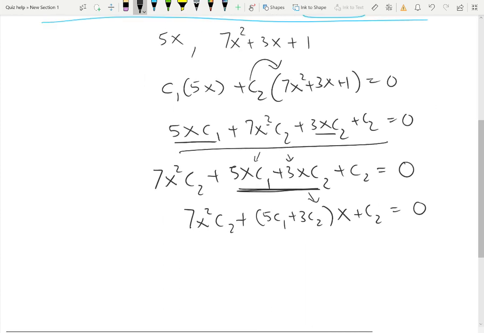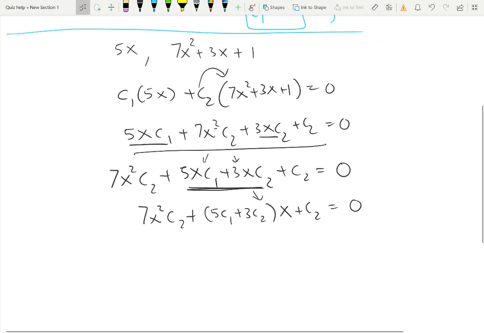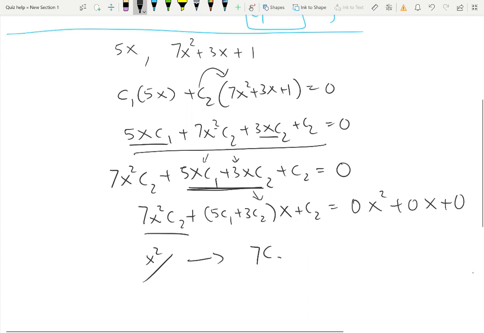Now on the right hand side, we also assume that we have a second degree polynomial, right? So we can write it as 0x² plus 0x plus 0, because on the left hand side also you have a second degree polynomial. So let's compare the coefficients. Coefficient of x² gives you 7c2 on the left, on the right 0. So that means c2 is 0.